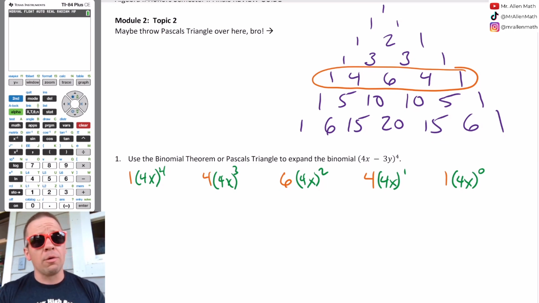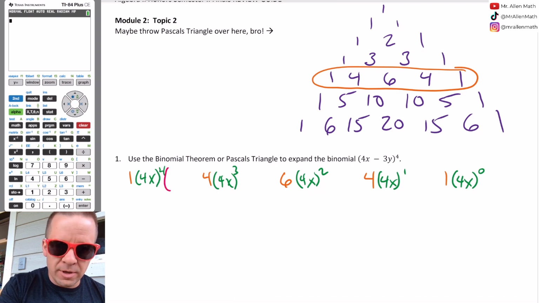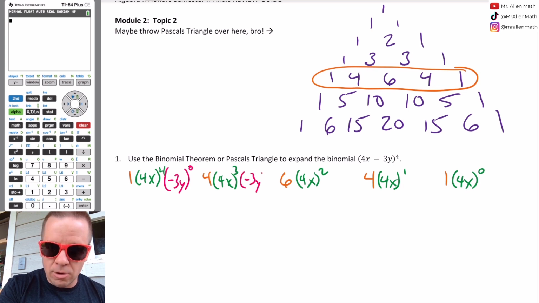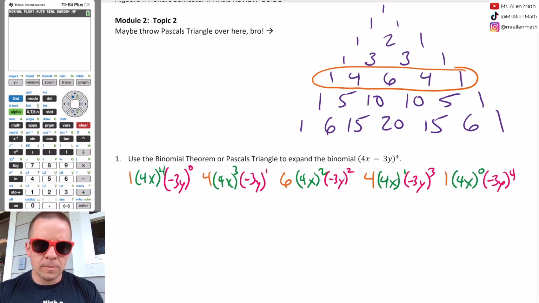Then we've got our second term, and you need to include that negative with it. That's very, very important. So we have negative 3y raised to the 0 power. Then we have negative 3y raised to the first. And there we have the rest of them. All right, so those odd powers with that negative 3 are going to result in the entire term being negative. So that's why I didn't put any addition between these terms. I don't have a plus sign here because I don't know if it's going to be positive or negative. We're going to work that out here in just a sec.